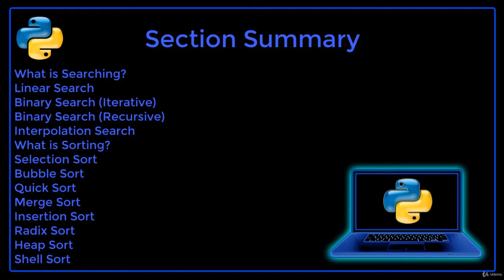Sorting is ordering the data in a collection. There are several types of sorting. In this section, we learned about selection sort, bubble sort, quick sort, merge sort, insertion sort, radix sort, heap sort, and shell sort.